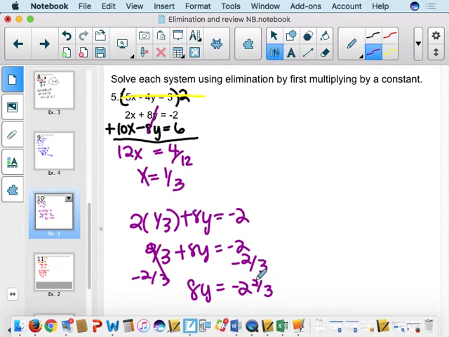So you're going to take this number and divide by 8. So -8/3 divided by 8. Should be getting -3. Is that right, Shannon? Oh, that's right, because the 3 is going to flip.